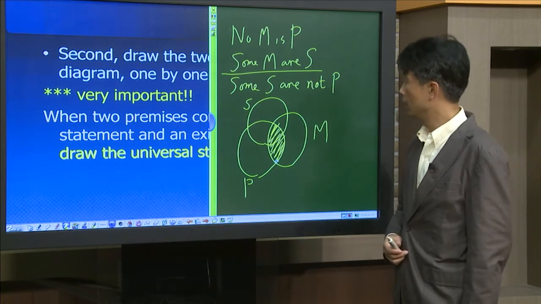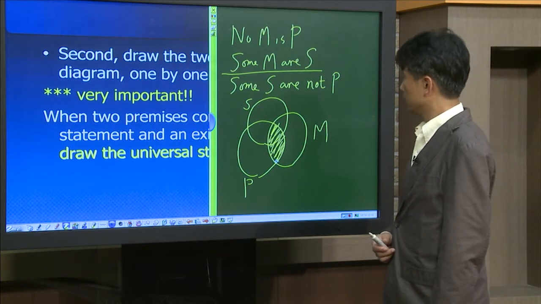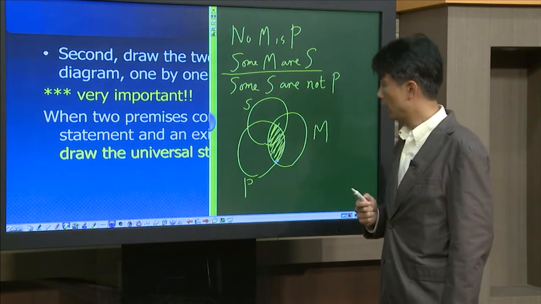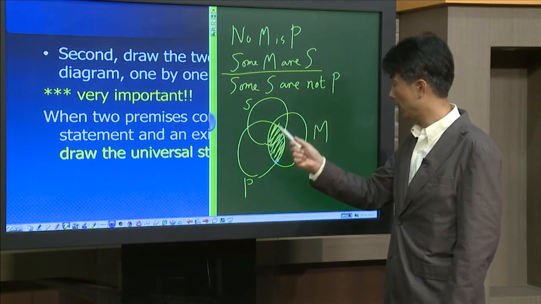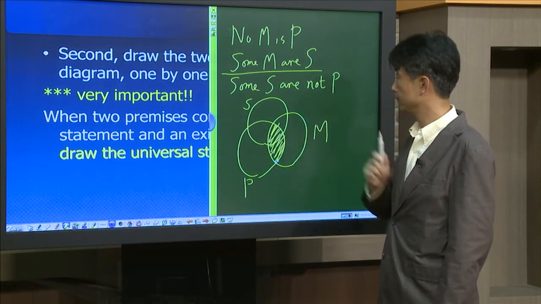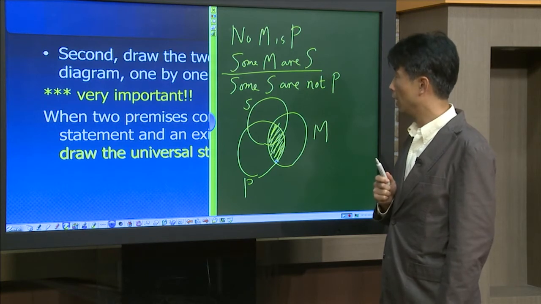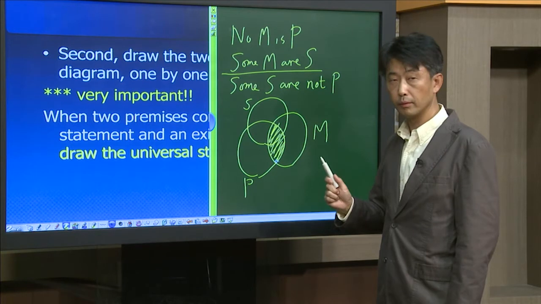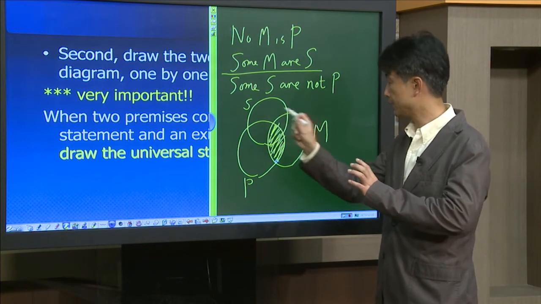How about the second premise? Some M are S. It talks about the relationship between M and S. So this time you ignore the circle P and just focus on S and M.